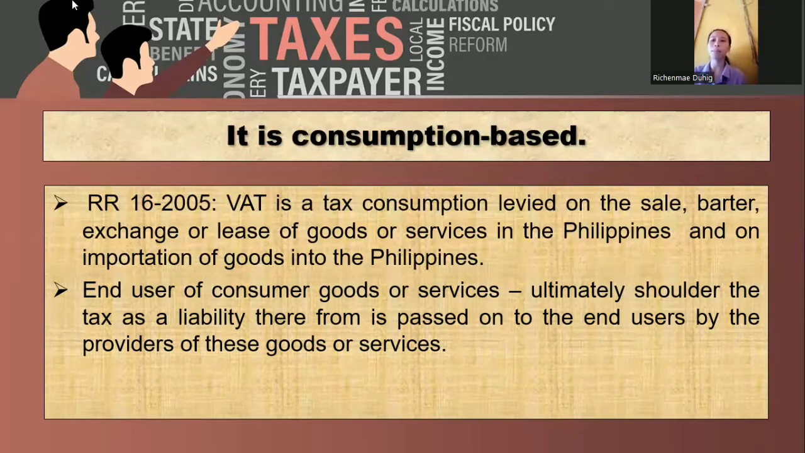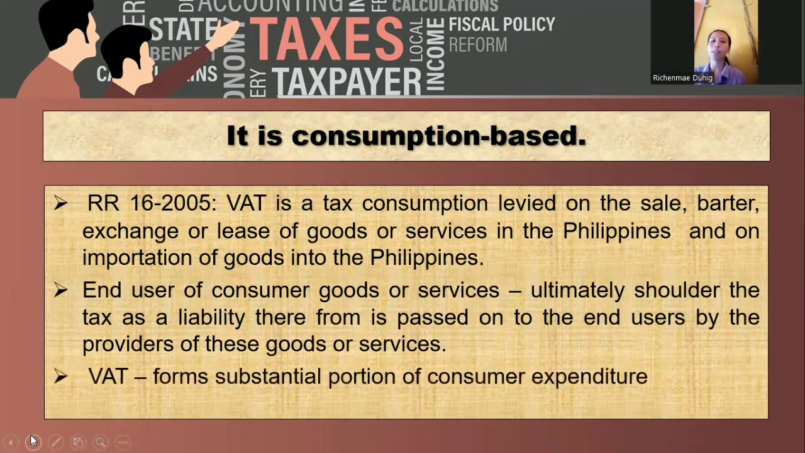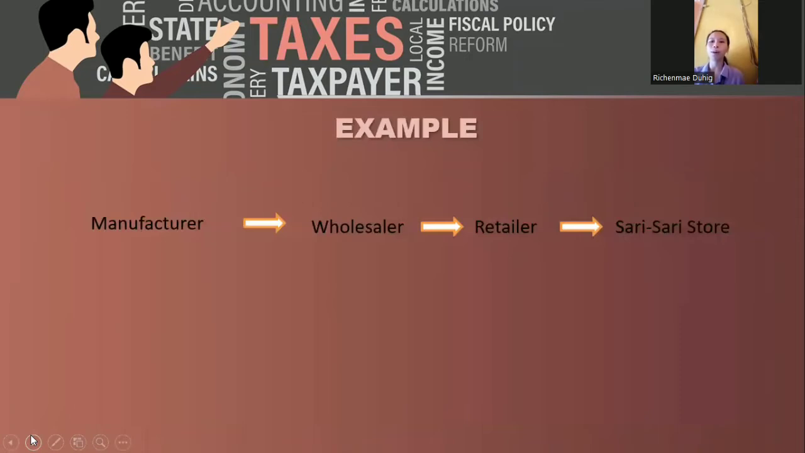And then you pass it on because, in characteristic number 1, it can be passed on or shifted because of consumption. It is consumed by others. So VAT forms a substantial portion of consumer expenditure. For example, from manufacturers to the wholesalers, from wholesalers to retailers, from retailers to the sari-sari store to end users.